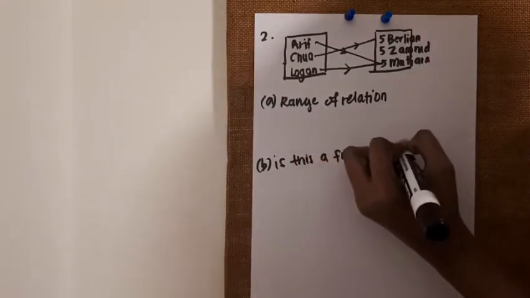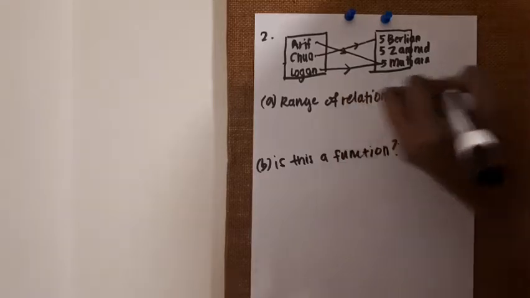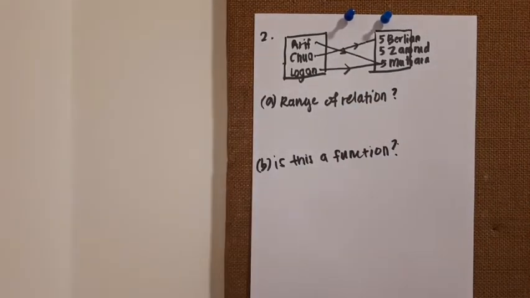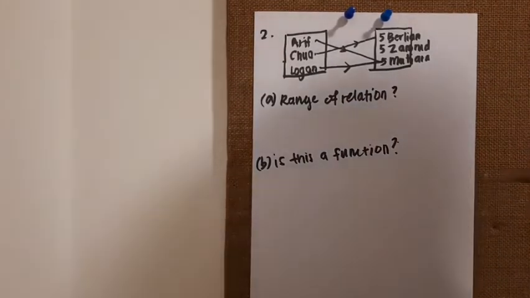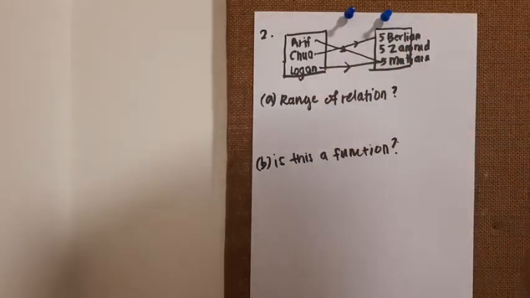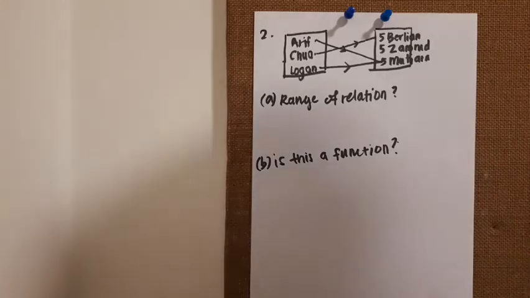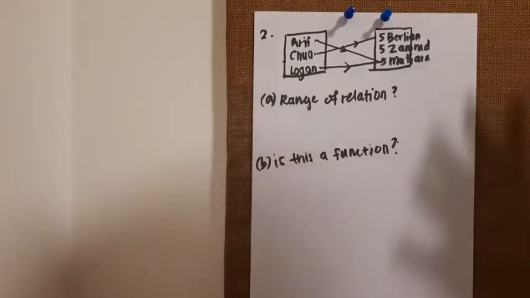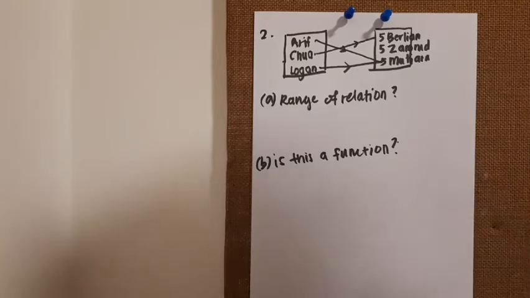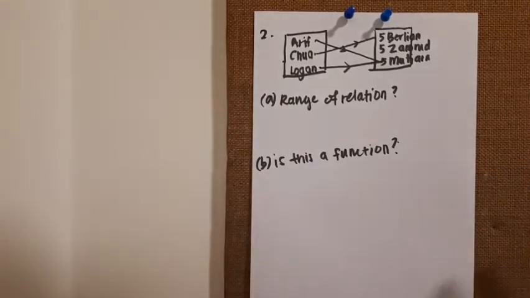So they have given an arrow diagram for us to find the range of the relation, and also to find out if this is a function. This is one of the trial exam questions, and if you can see, it's quite easy compared to those we have studied in chapter 1 additional mathematics Form 4. So let's answer this question now.